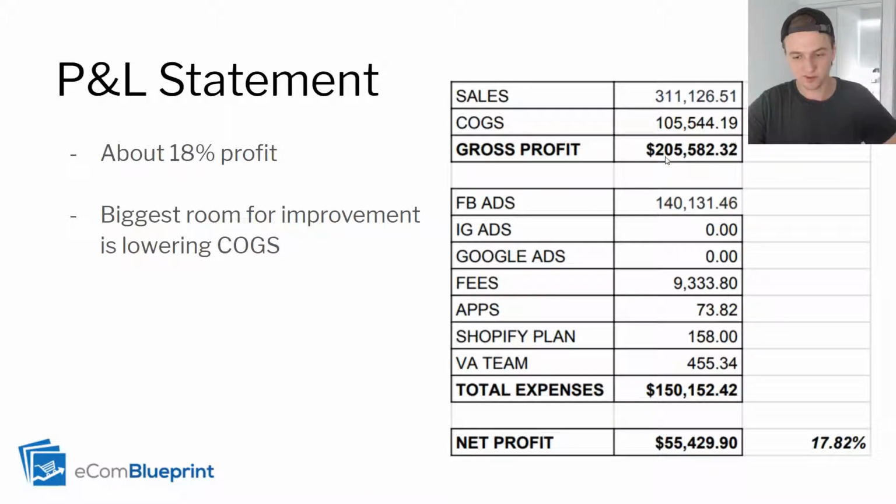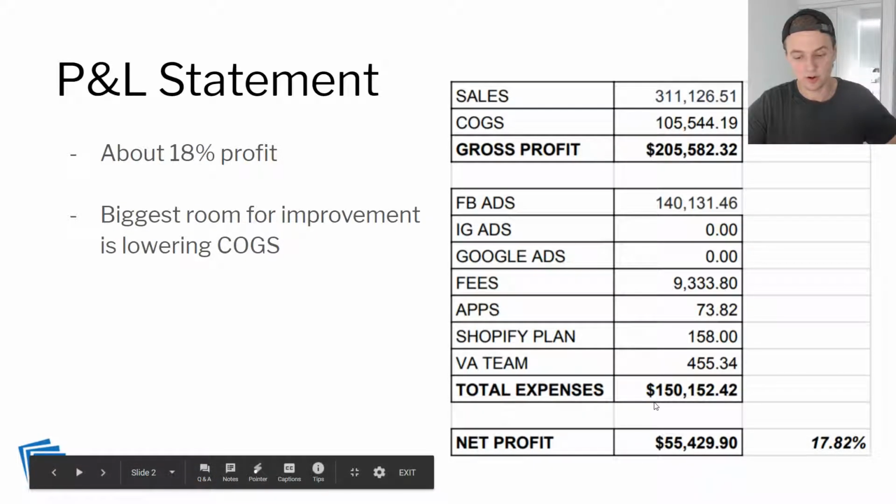So after the cost of goods, the gross profit is 205,000 US dollars. Now out of that, you have to subtract all of the ads and the fees, and there's a lot of that. Facebook ads, 140,000. This is the biggest expense. Instagram and Google ads, I didn't do any for this store. Fees about $9,300, apps 74, Shopify plan 160, VAs 450, and that's a total of about $150,000 in expenses. This comes out of the gross profit, which leaves us with 55.4 thousand.